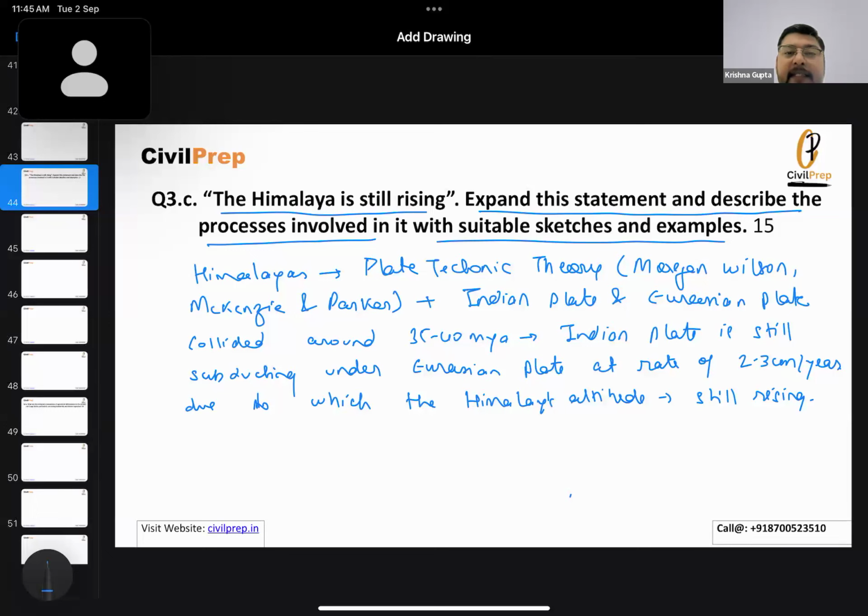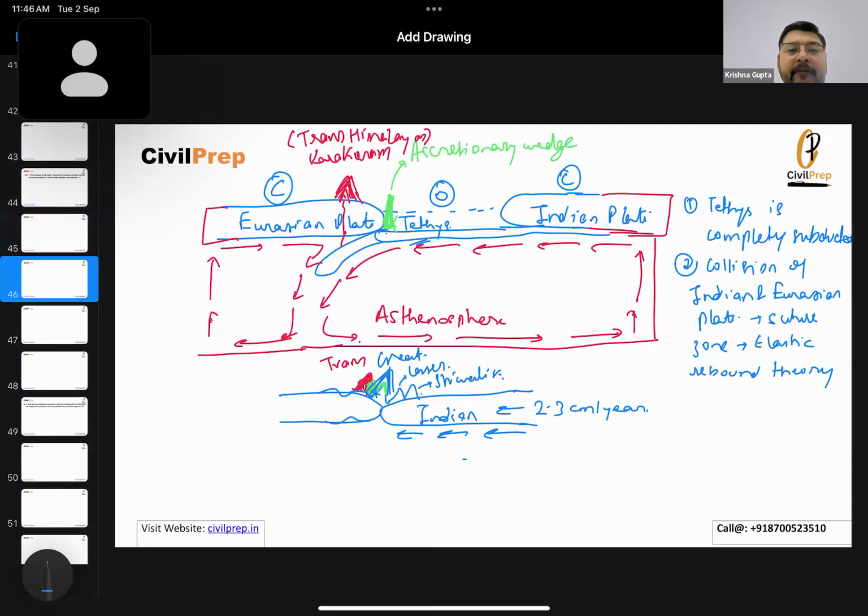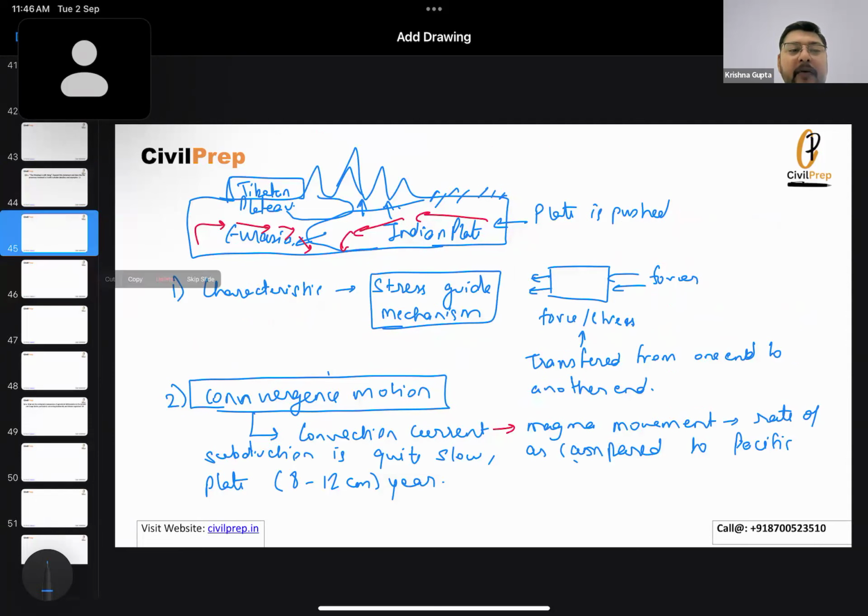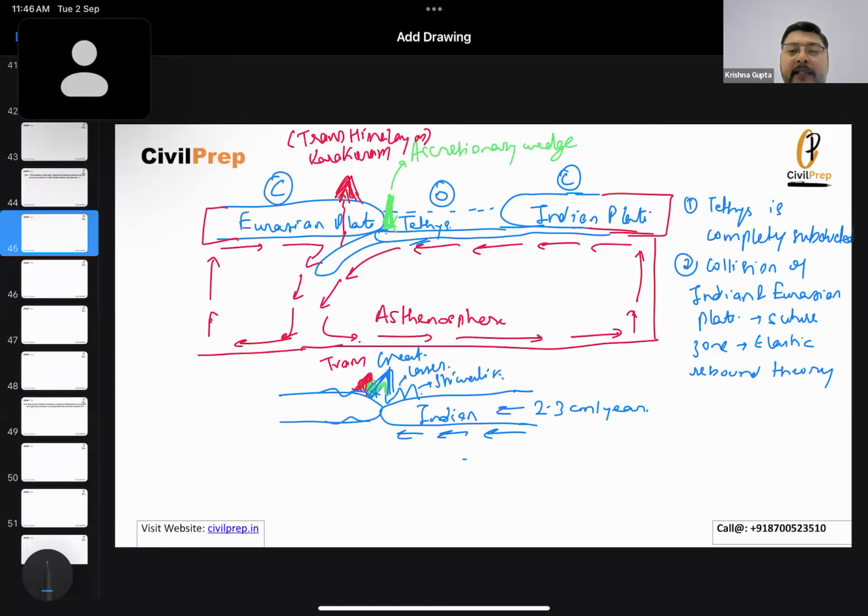Then the next thing we can see here is: describe the process involved in it with suitable sketches. So here we are able to explain how these things are happening, how the rising is taking place, and what mechanisms are involved. Here only we can add that there is the presence of convection current. This convection current has a convergence motion.